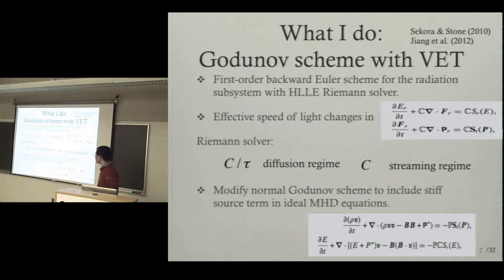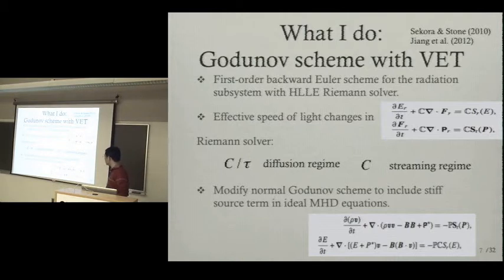Then I will describe what we do with the new method. Basically, we do not adopt any diffusion-like approximation. We use the so-called Godunov method to solve the two-moment equations of the photons. And the characteristic speed of the photons will change in the diffusion regime, basically reduced by a factor of 1 over tau, and it goes back to the speed of light in the streaming regime.